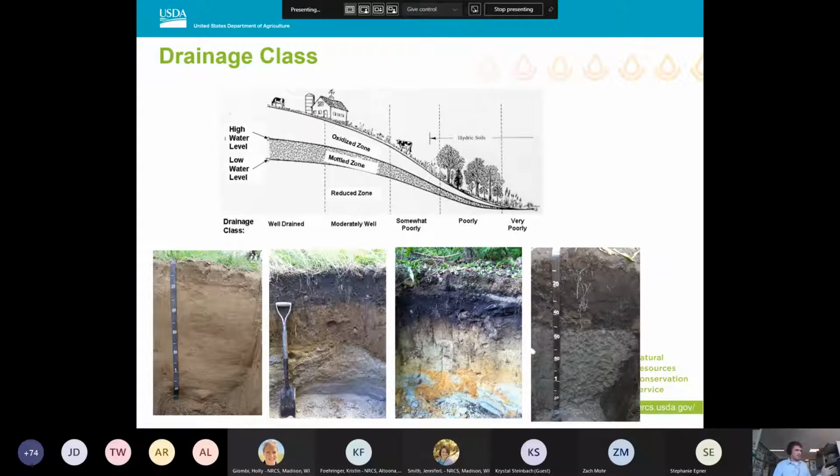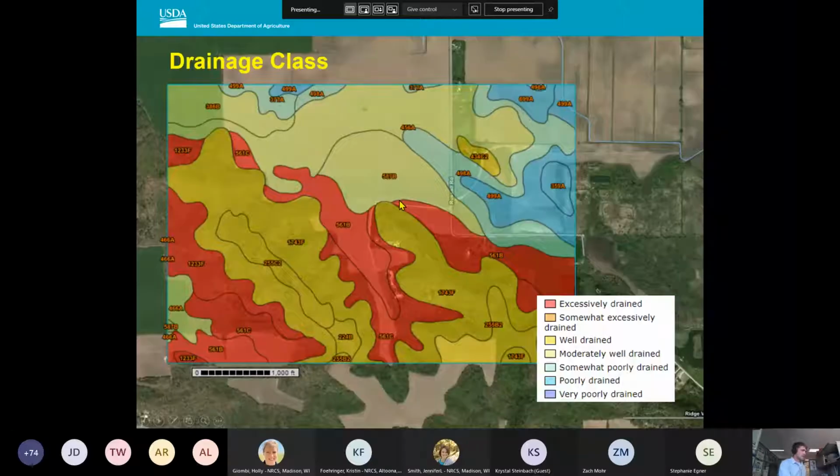These pictures just show you a sequence from left to right of a really dry soil over on the left, which I took from a really sandy soil in the California Central Valley, to a very poorly drained soil over on the right, where you can see that gray depleted zone in the subsoil because all of the iron is pretty much leached out of the system. So this is what drainage class will look like when you go into Web Soil Survey. You can see the legend over on the right.